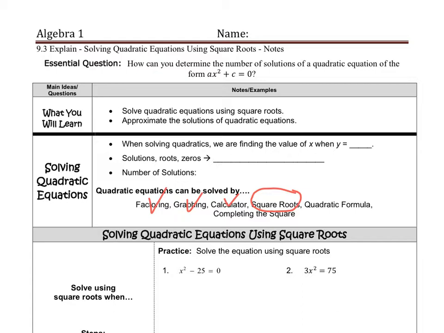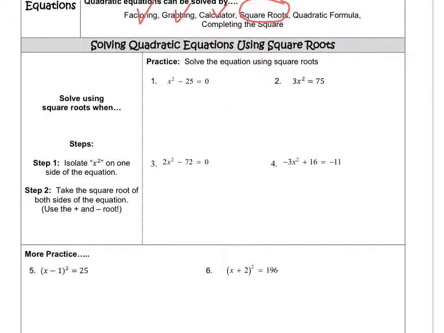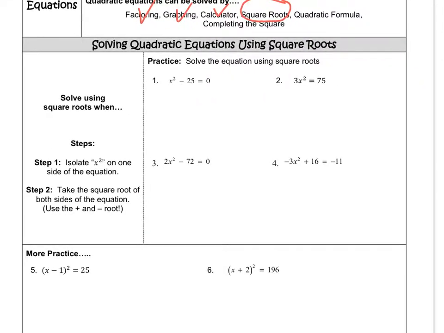So as a reminder, when we solve quadratics, we're looking for our value of x when y equals 0. And other words that we use, solutions, roots, and zeros, are all talking about the x-intercepts. And our quadratics can either have two solutions, one solution, or no solution. So I'm sure you're getting pretty good at this, but that was just a quick review on the whole process of quadratics.